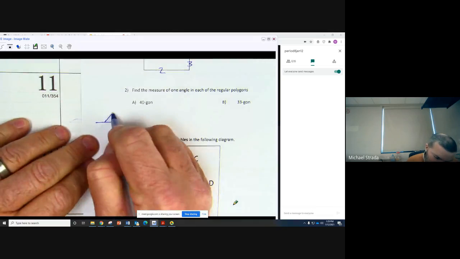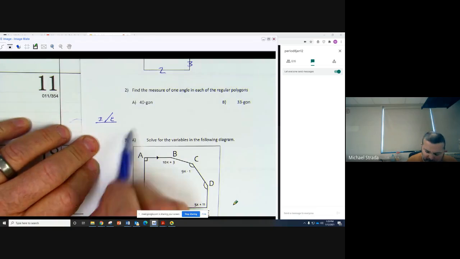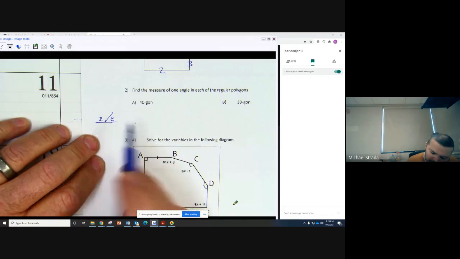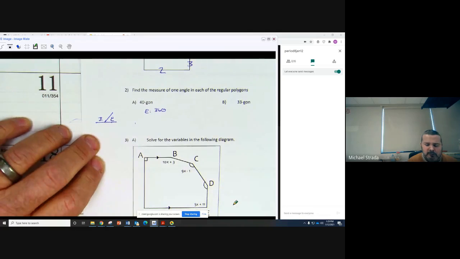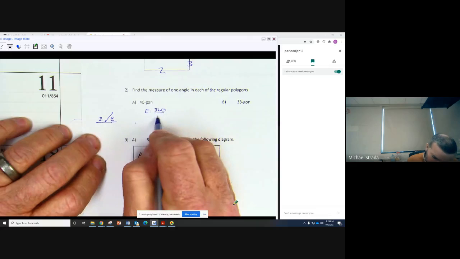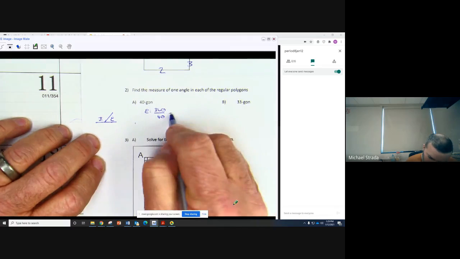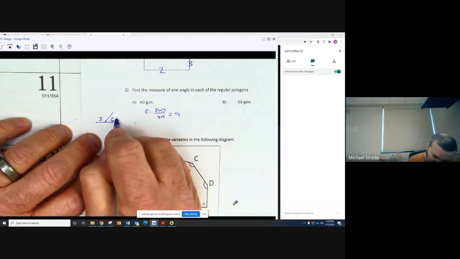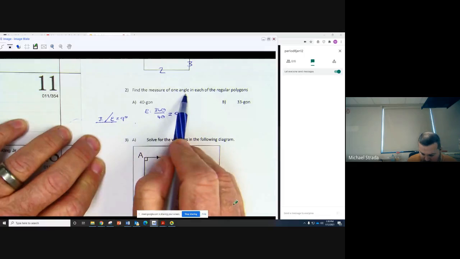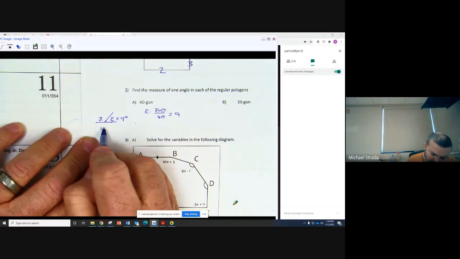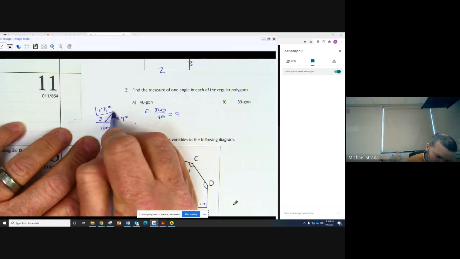An interior and an exterior always form a linear pair. The difference is we know what the exteriors add up to. So to get an exterior angle, I take what they add up to, which is 360, and divide that by the number of sides, which is 40. The net result of that is 9. That means the exterior angle equals 9 degrees. To then get the interior, or the measure of a single angle, all we're going to do is use linear pairs, 180 minus 9, and we get 171 degrees.